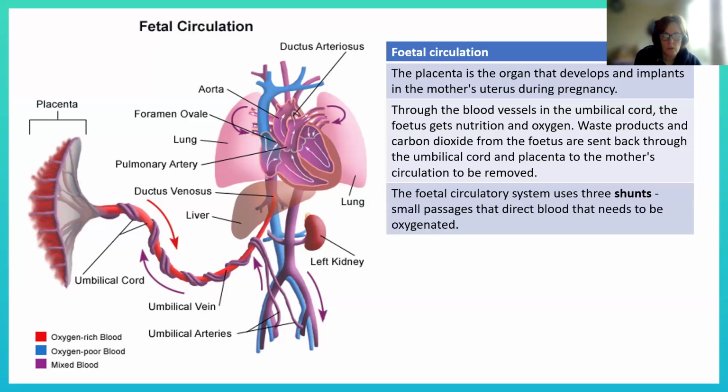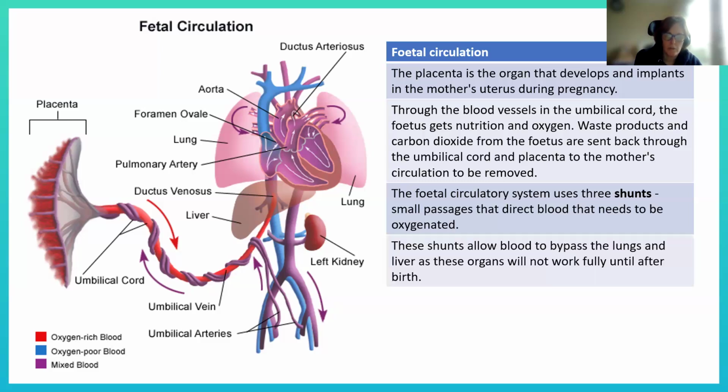Because the fetus hasn't got lungs, it uses 3 shunts, which are small passages that direct the blood that needs to be oxygenated, so it doesn't go into the lungs of the fetus.